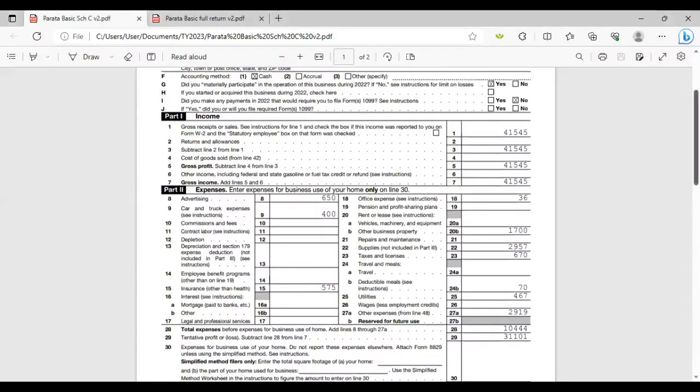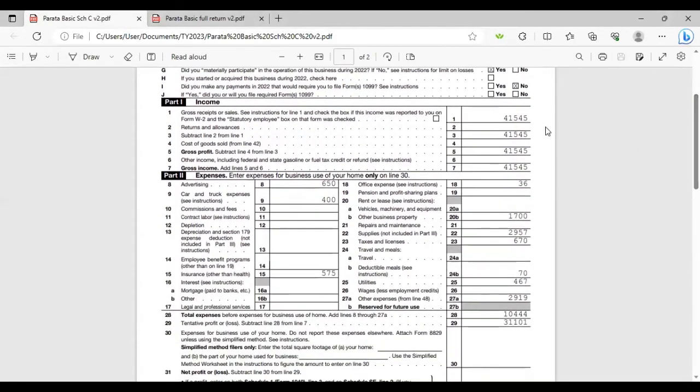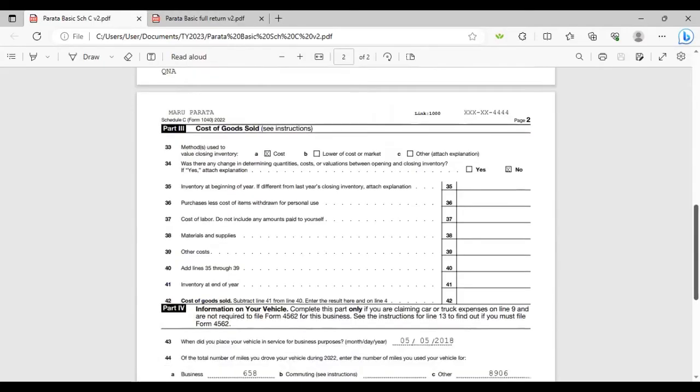So this is the Schedule C that we have created. You can see at the top is his income, the $41,545. That's the total of his 1099 NEC plus his cash and check income. Below it are his total expenses of $10,444. You can see that he is showing $400 of car and truck expenses. That was calculated by TaxSlayer based on the business mileage that had been input. And he has a net profit of $31,101.